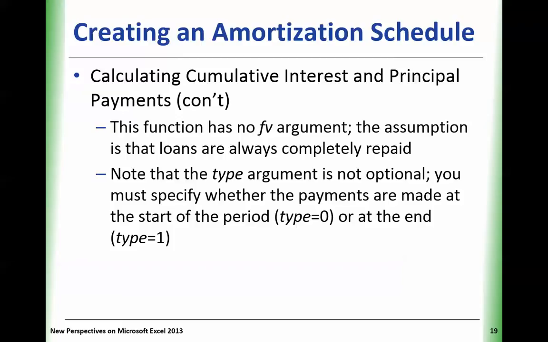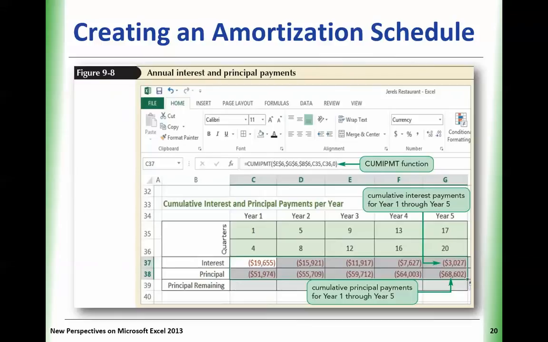Note that the type argument is not optional. You must specify whether the payments were made at the start of the period, type 0, or at the end of the payment period, type 1. Alright, to create an amortization schedule, you can see the function and the syntax used inside this diagram.